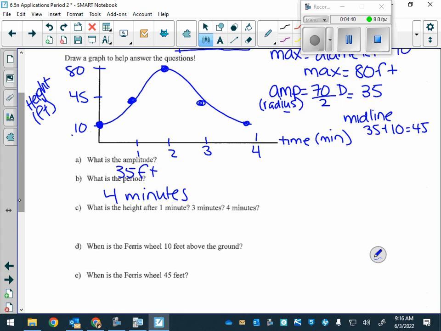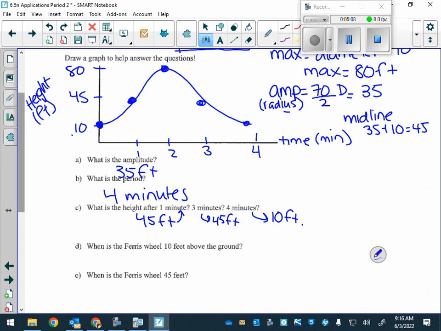Right. So some questions. What is the height after 1 minute? Go ahead, Liv. Good. 45 feet. Excellent. What is the height after 3 minutes? Go ahead, Liv. 45 feet. And what is the height after 4 minutes? 10 feet. Good.